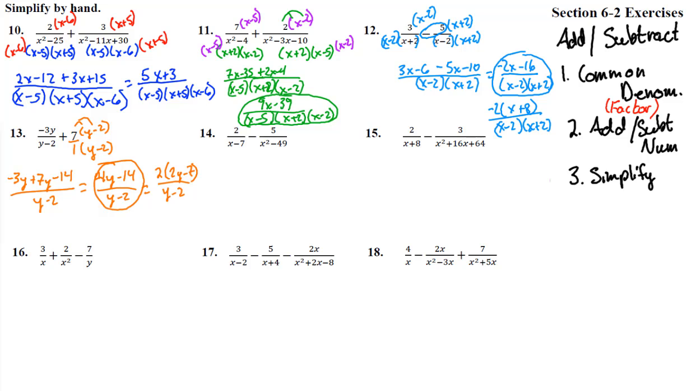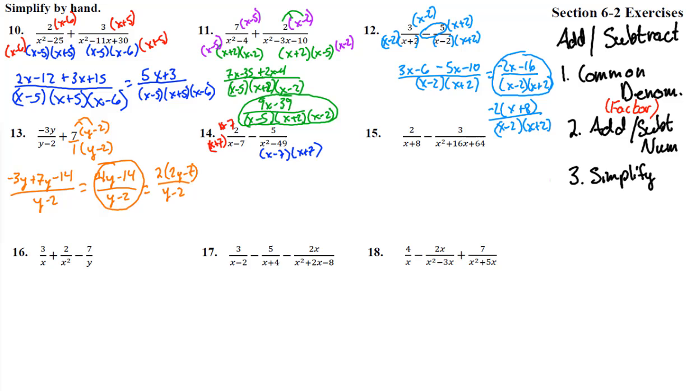Number 14. Let me see. 2 over x minus 7 minus 5 over x squared minus 49. We can factor this. It's a difference of squares. X minus 7, x plus 7. That's a difference of squares there. So the only thing we need to do here is times this guy by x plus 7 on top and bottom.